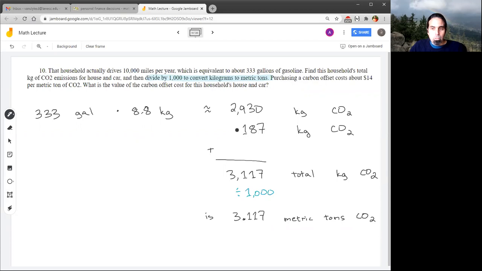You've probably heard of carbon offsets. Businesses that make lots of smokestack emissions purchase carbon offsets. They run about $14 for a metric ton of CO2. So this family, if they wanted to do that, they would multiply by 14, because each one is times 14.